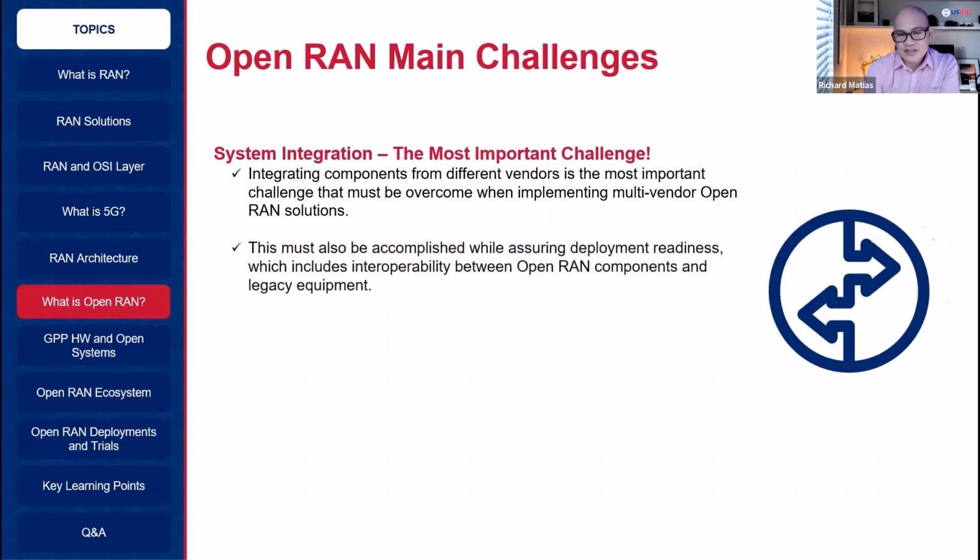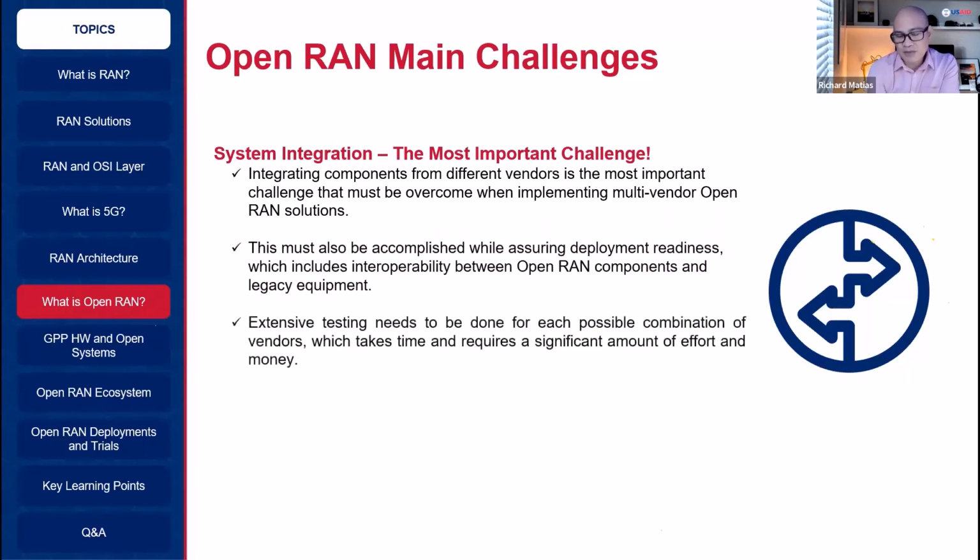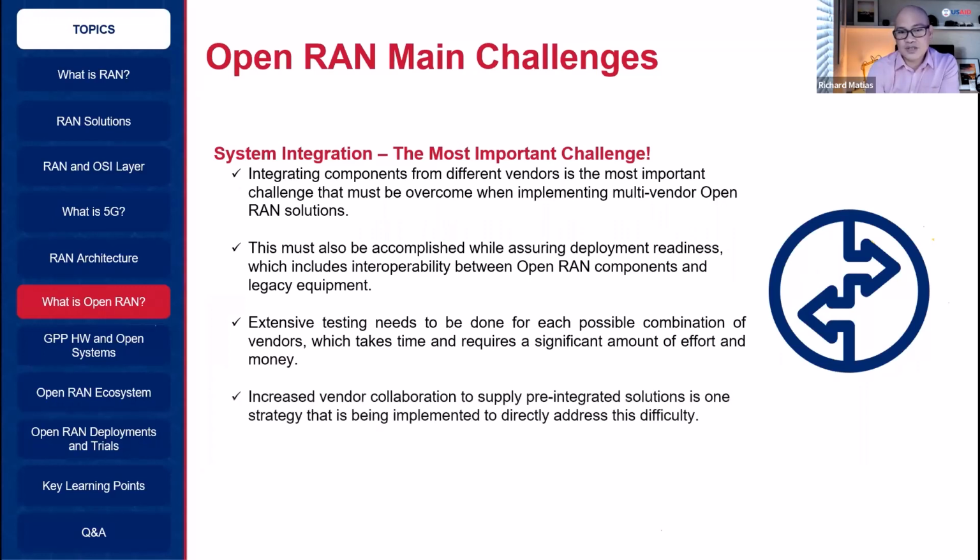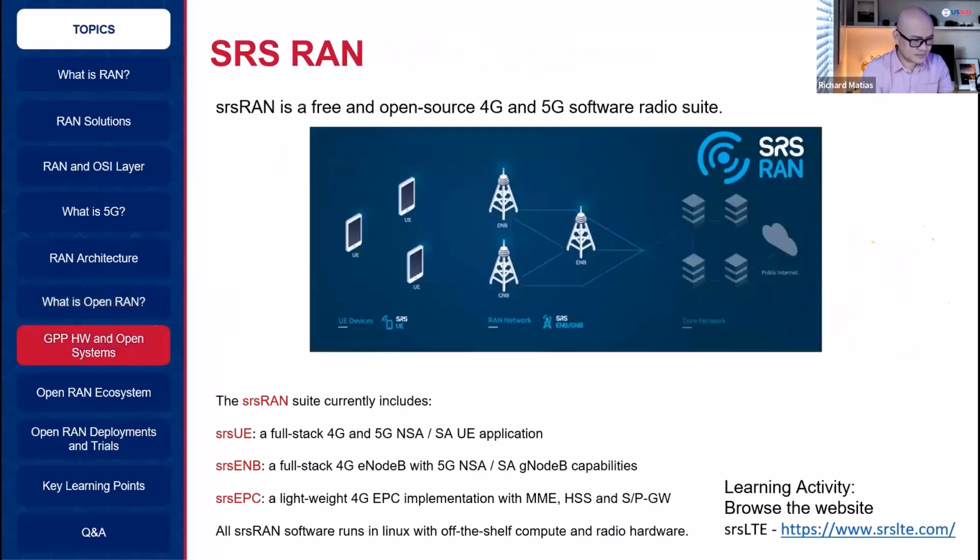So, yeah, this must be accomplished while assuring deployment readiness, which includes interoperability between the O-RAN components and legacy equipment, extensive testing, and increased vendor collaboration. So let's take a look at the different GPP hardware. Okay. So meron ba tayong mga GPP hardware na makikita, no, sa industry? So for example, you can check out this website, www.srslte.com.